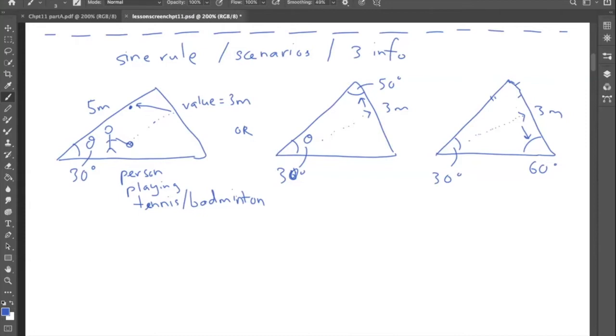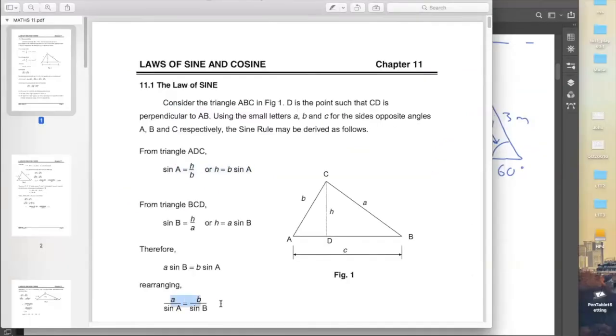A over sine A equals B over sine B. I'll see if I can share the screen for that. Equals B over sine B.